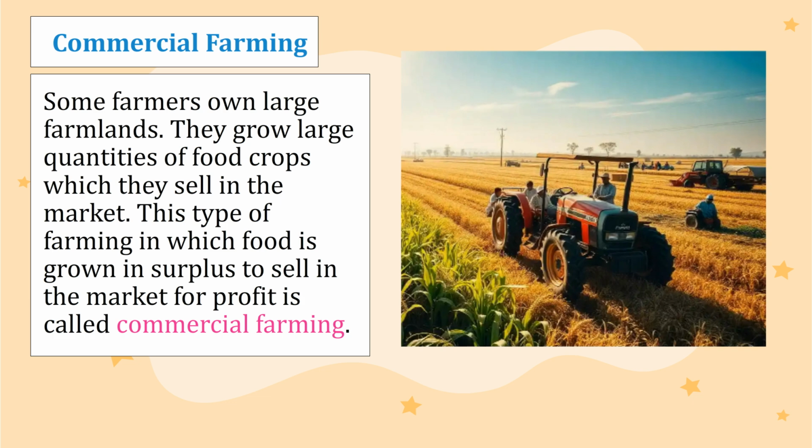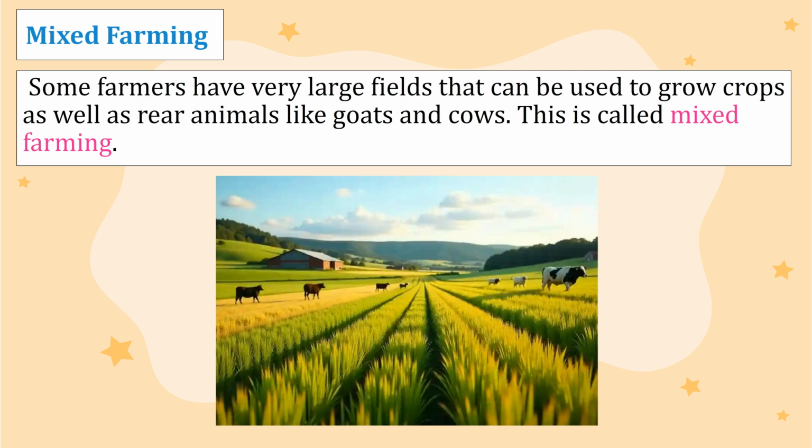Commercial farming. Some farmers own large farmlands. They grow large quantities of food crops which they sell in the market. This type of farming in which food is grown in surplus to sell in the market for profit is called commercial farming.